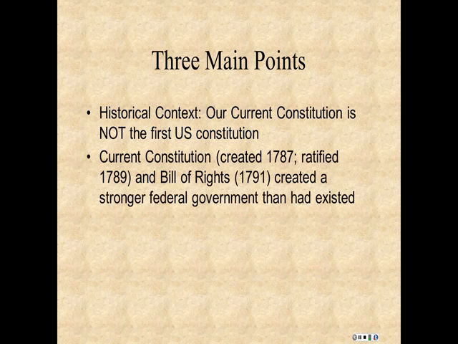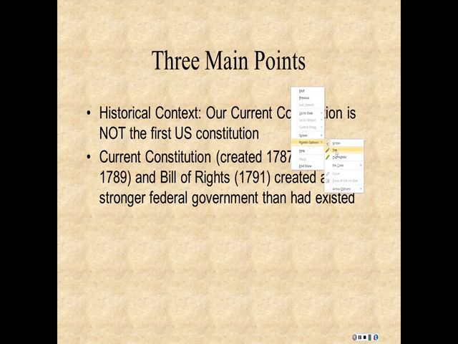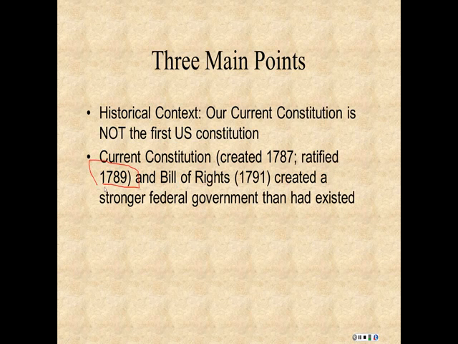Going off of that point is the recognition that our current Constitution is created in 1787 and ratified in 1789. Let me see, I want to use a pen here. This will be good. So right here, our current Constitution, which by the way was not created with the Bill of Rights. The Bill of Rights were added later. Those first 10 amendments to the Constitution, which we hold so dear, like the First Amendment, Second Amendment, etc. That was not original to the Constitution.